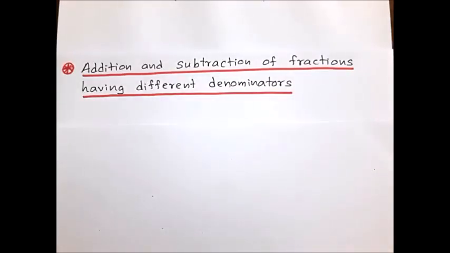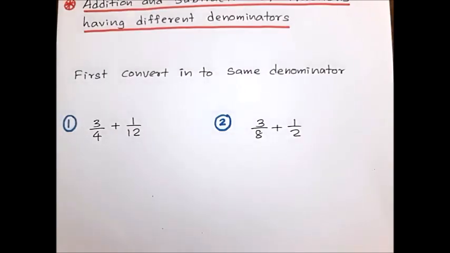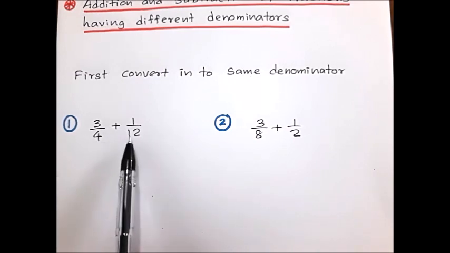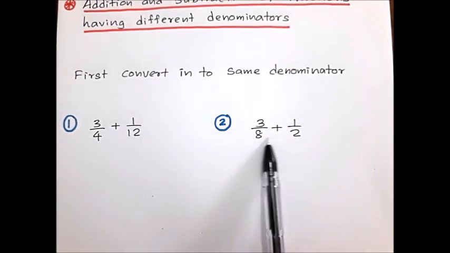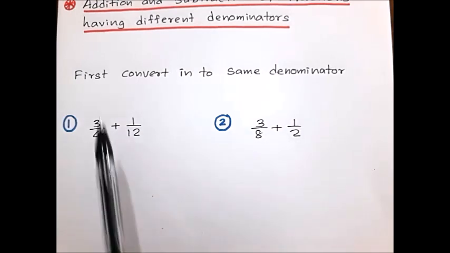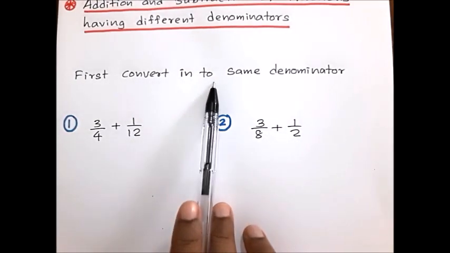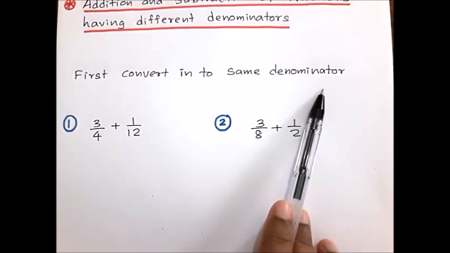Now I am going to teach you to add and subtract fractions having different denominators. Now look at these two examples. Here denominator is 4, here 12. Denominators are different. Again this one, denominators are different. This instruction says first convert it into a same denominator.